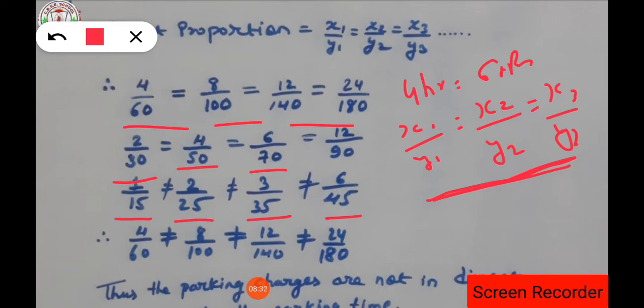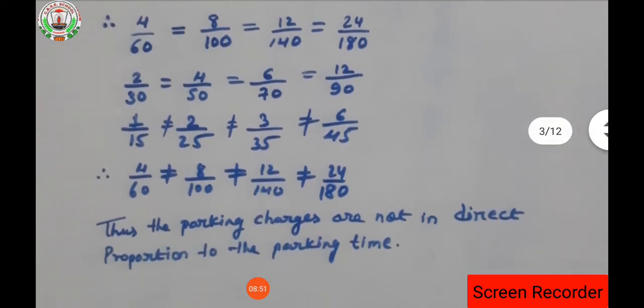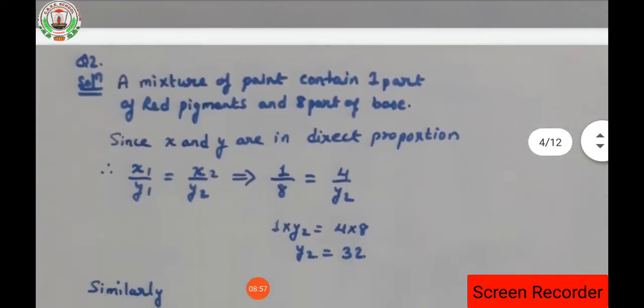Why is it not in direct proportion? Because the values are not equal. Here we have the equal to sign, which means we should have equal values in the numerator and denominator for all the quantities, but here we are getting different values. So the answer is not in direct proportion. Thus the parking charges are not in direct proportion to the parking time. Clear, everyone? Next, question number 2.